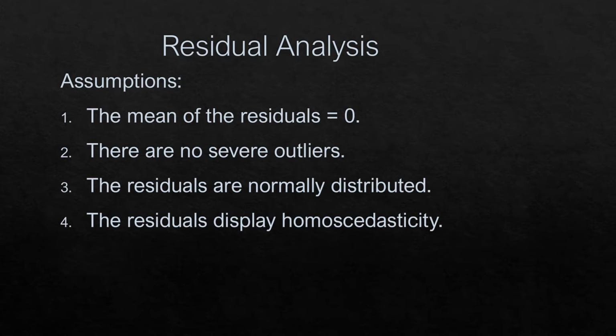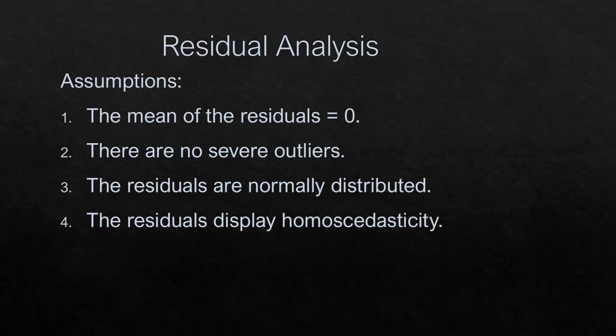The assumptions are things that we need to practice a little bit more before we move on. The mean of the residuals is always 0. Most of you got that on the first exam. The idea of severe outliers we're going to practice a little bit more though. And then the residuals should be normally distributed. Again, if there are no severe outliers, that's probably true.